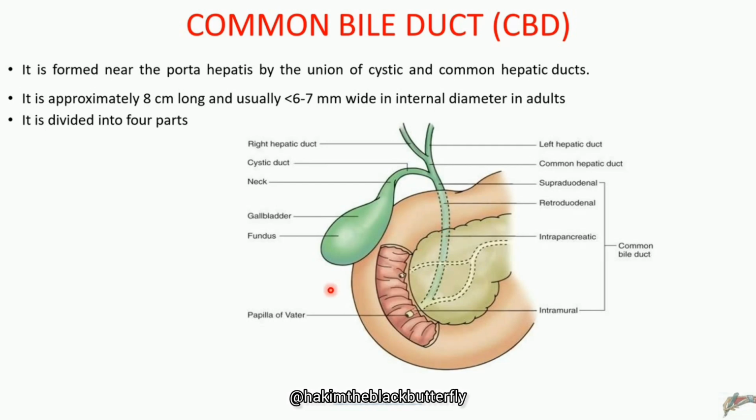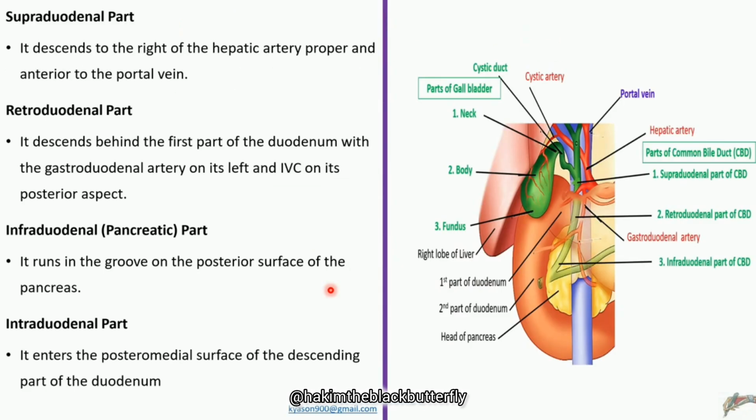This common bile duct is going to be divided into portions. There is what we call the supraduodenal part, that's a portion above the duodenum. Retroduodenal part, that's a portion running behind the duodenum. Infraduodenal part, that's a portion that is running below the duodenum. In some sources, of course, there is also what we call the intraduodenal or the intramural part. That's a portion that's going through the wall of the duodenum.